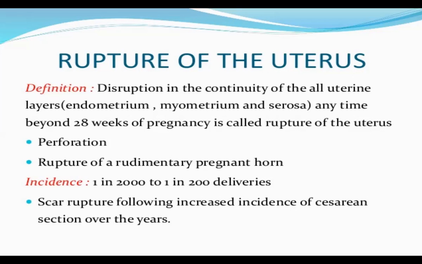And incidence-wise, if you see, it is about 1 in 200 deliveries. And scar rupture is increasing following the increased incidence of cesarean section over the years. And if there is a rupture of the uterus, then there is an increased incidence of cesarean section. That's what we have observed.